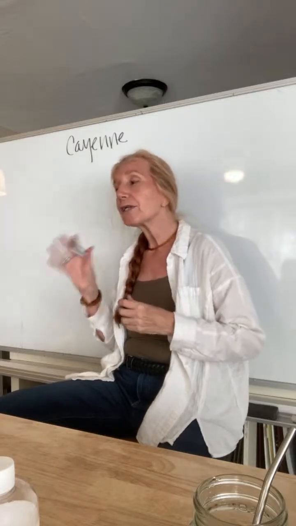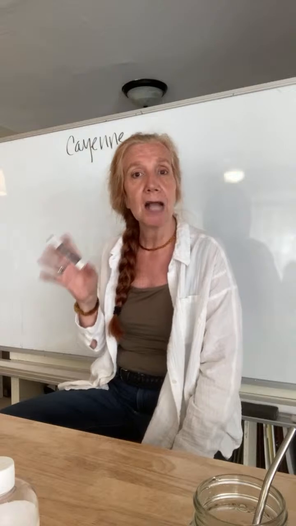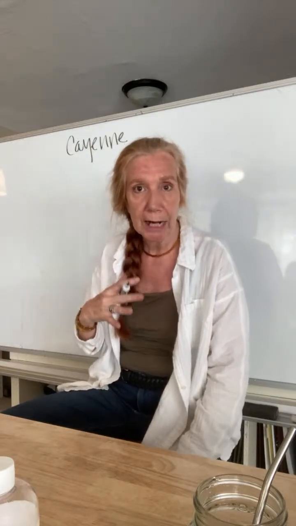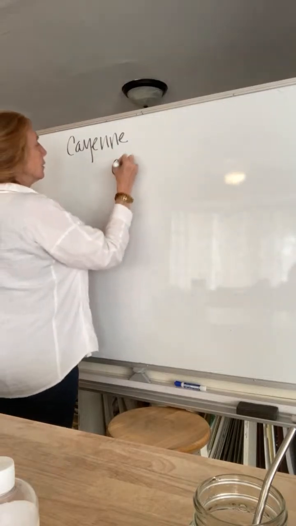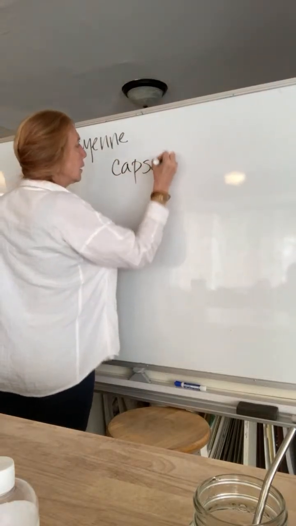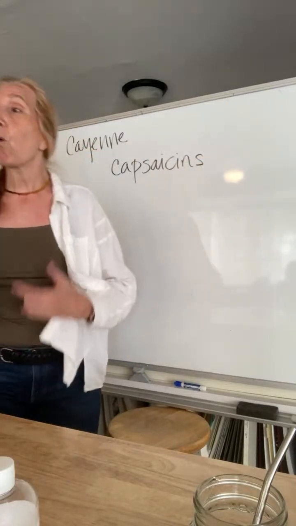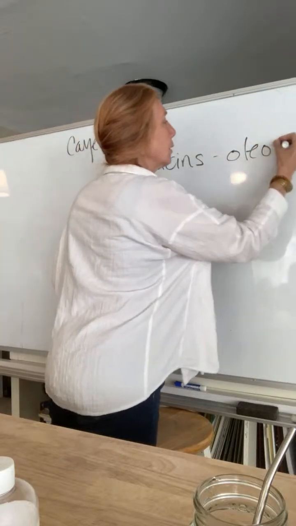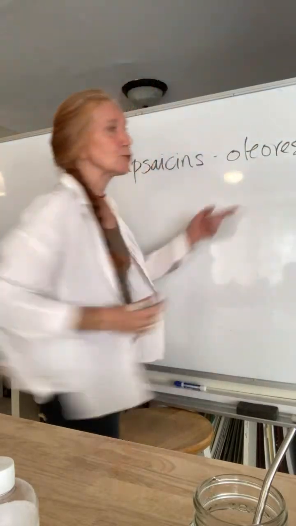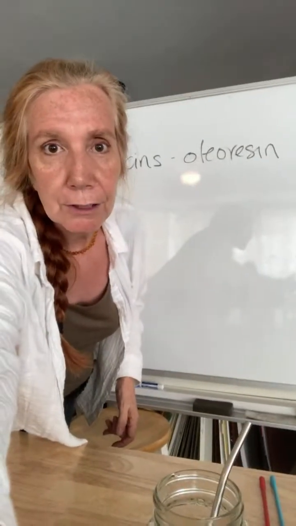So with Cayenne, the primary constituent of interest in Cayenne for topical application for pain relief is a class of constituents called capsaicins, right? So capsaicins are oleoresins, right? This is a really important piece of information. Oleoresins. So let me tilt you folks. There you go.